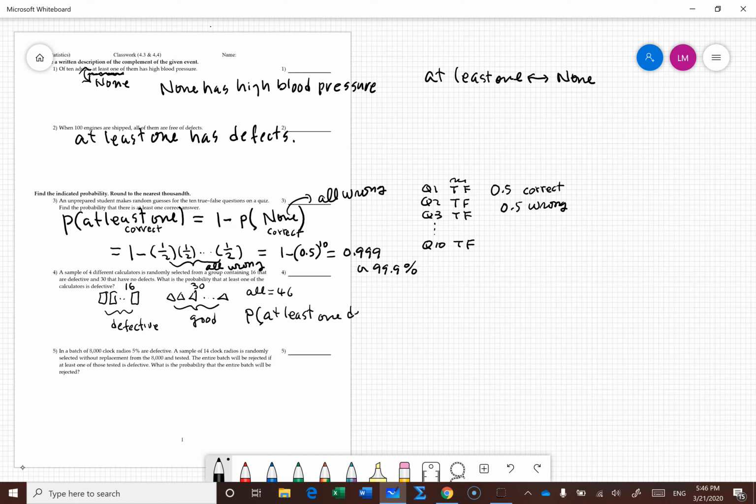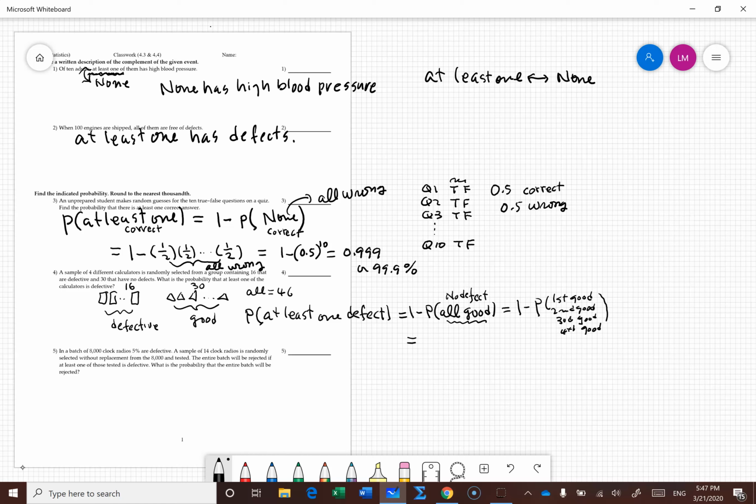Now you pick 4 different calculators, and the probability of at least one defect is 1 minus the probability of all good, meaning no defect. You have to understand the meaning of complement. So the first one is good, the second is good, the third is good, the fourth is also good.